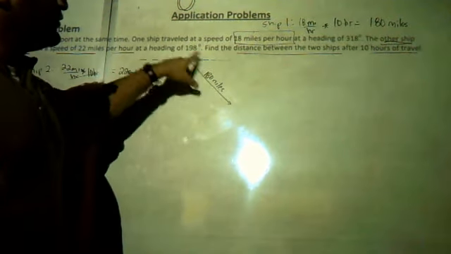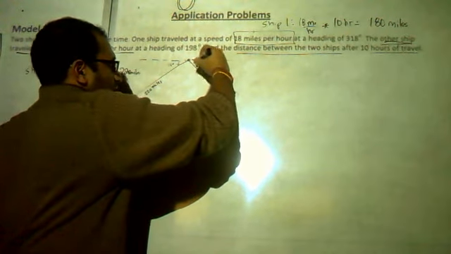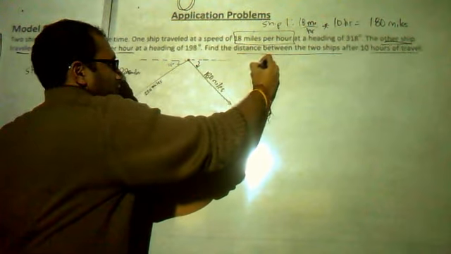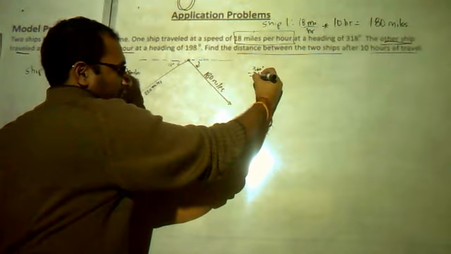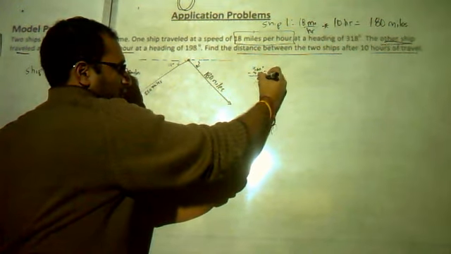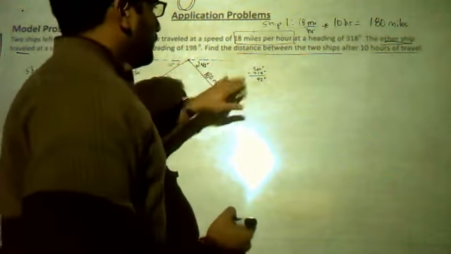It said at a heading of 318 degrees, so that's all the way around here. Well, how far would this be? It would be 360 degrees minus 318 degrees, which would give us 42 degrees. 42 degrees below the horizontal.